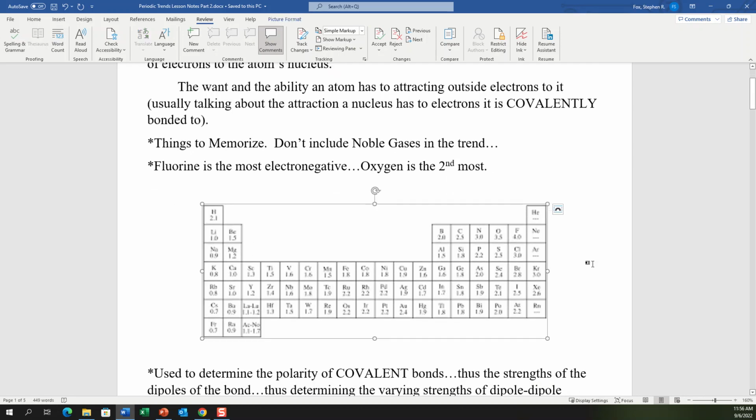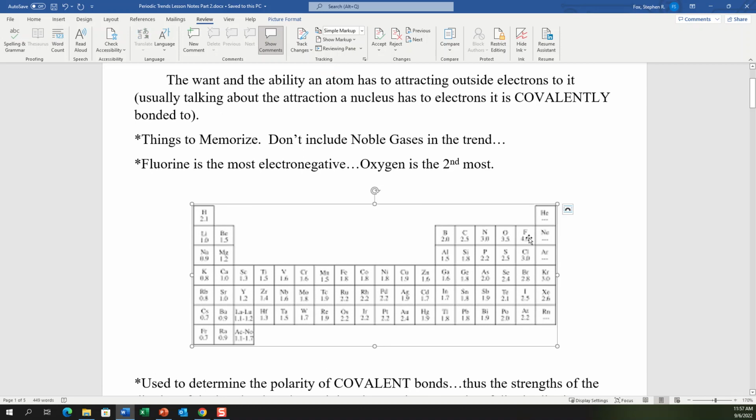So the thing to remember about the periodic trend, I don't know if you can see these numbers or if it's illegible here, but notice these are electronegativity values. Notice krypton and xenon actually are given an electronegativity value. Don't worry about that. Just ignore the noble gases when it comes to electronegativity. What you want to remember is fluorine is the most electronegative. Okay, and you don't have to remember its value. Just remember fluorine is the most. And between oxygen and chlorine, oxygen is the second most.